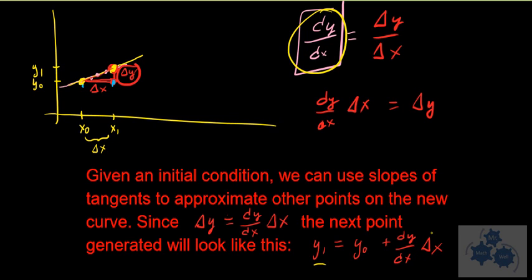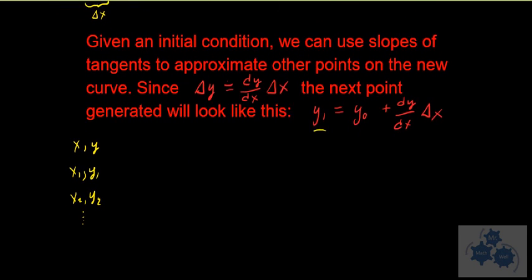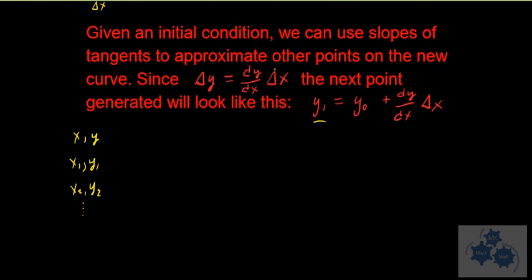And we can generate y1 using this formula right here. So this process is what Euler's method is. It's generating points. We have x, y, then we have x sub 1, y sub 1, then we have x sub 2, y sub 2, and so on. And these points, using this method, will be points that, when plotted, will give us a good approximation of what the curve is, the actual y value is.